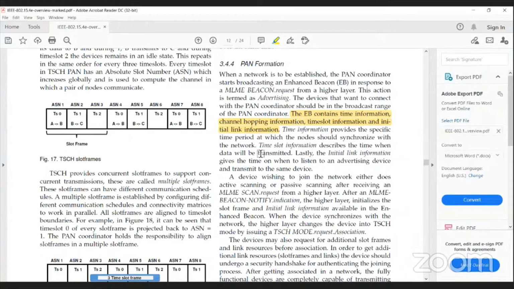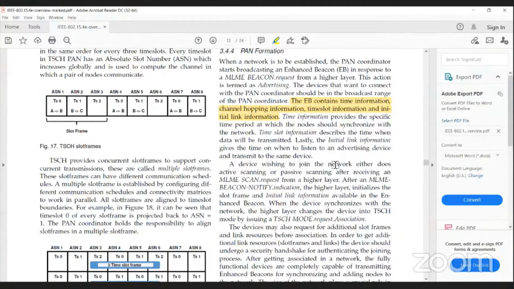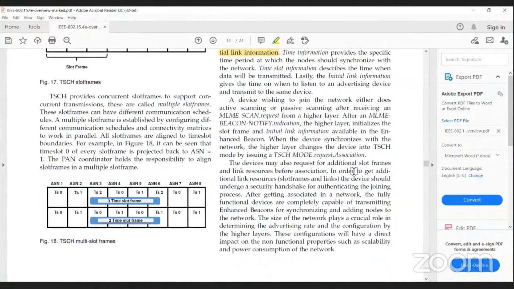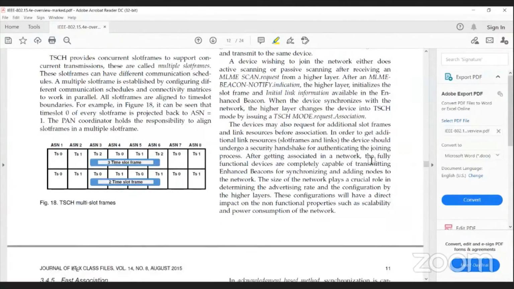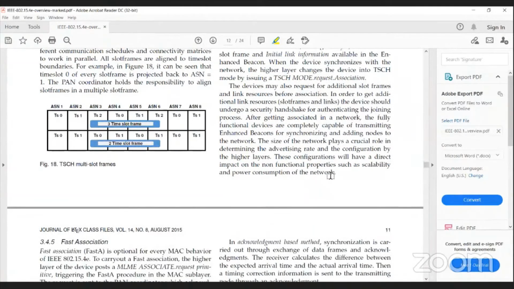So it has all that complete information related to the time, which is carried there. Okay, so quite like that, devices can actually ask for additional slots. That is also mentioned here. And I think these are advanced things, so we can leave that.